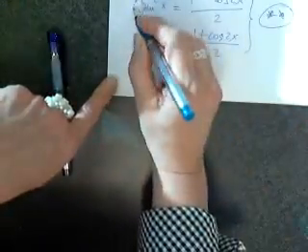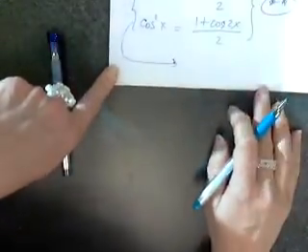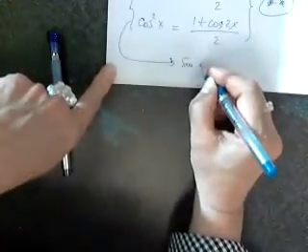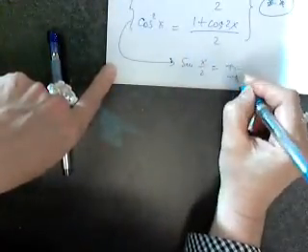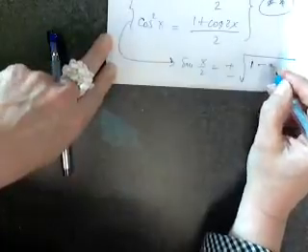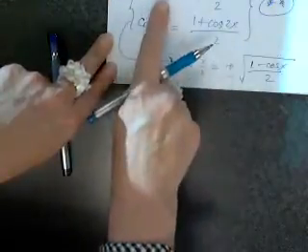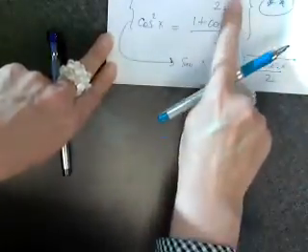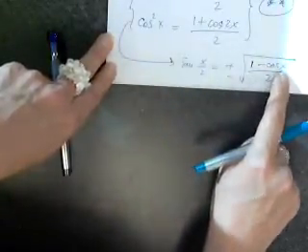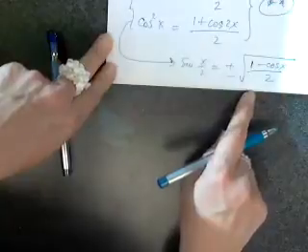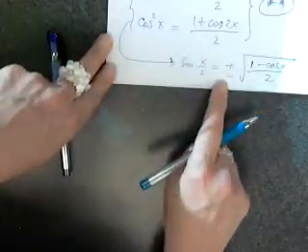Of course, from here, we have other identities like sine x over 2 equals plus or minus the square root of 1 minus cosine x over 2. But this is the same thing. I just changed x into x over 2, and I changed 2x into x. And I took the square root from both sides. It's the same identity.